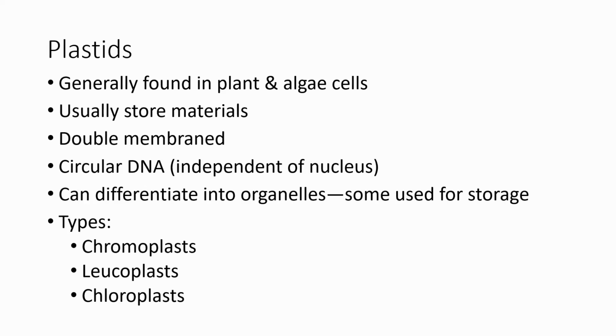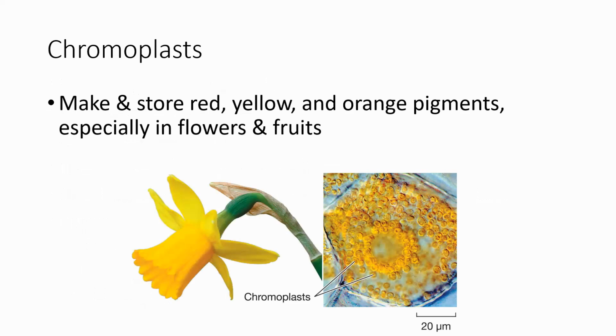So now we're going to look at a class of organelles that are mostly found in plants. These are called plastids. They are double membraned. They do have their own DNA, and they're probably the result of endosymbiosis. A lot of times they'll store materials, but they can also become other types of organelles. Part of the reason we're talking about them is that chloroplasts are a type of plastid. I have some details about a couple of other types of plastids that are not on your notes. I didn't think they were that important, but I just wanted to show you some examples.